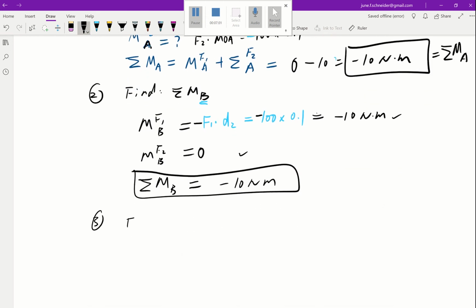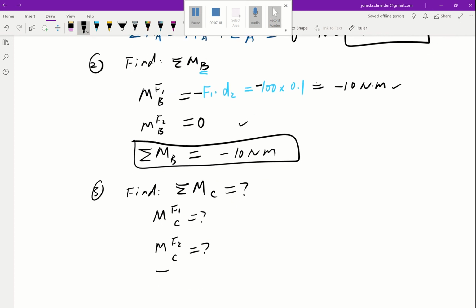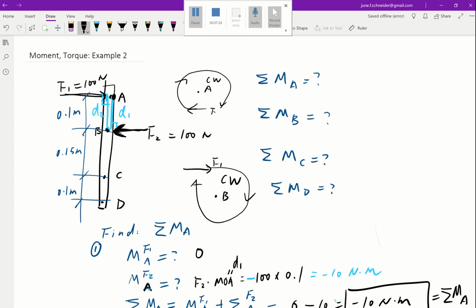Now let's look at our third problem. All those moments rotating about C. So in other words, we need to find the force 1 rotating about C, F2 rotating about C, and then sum them all up. That's our logic.